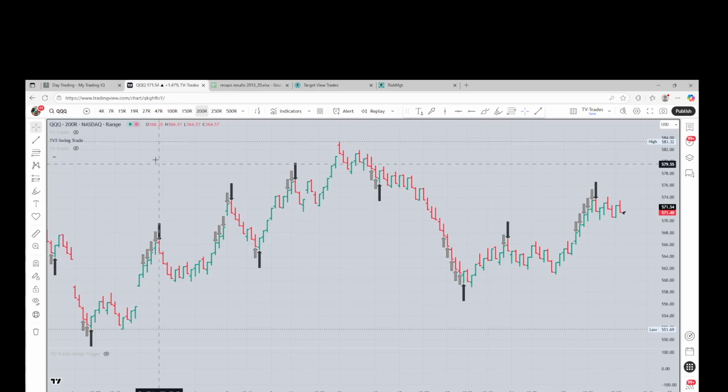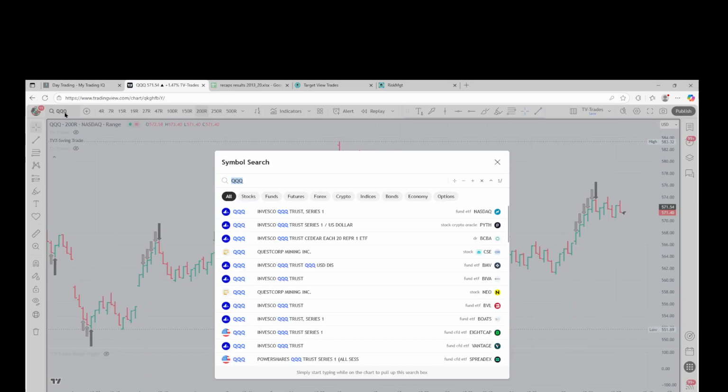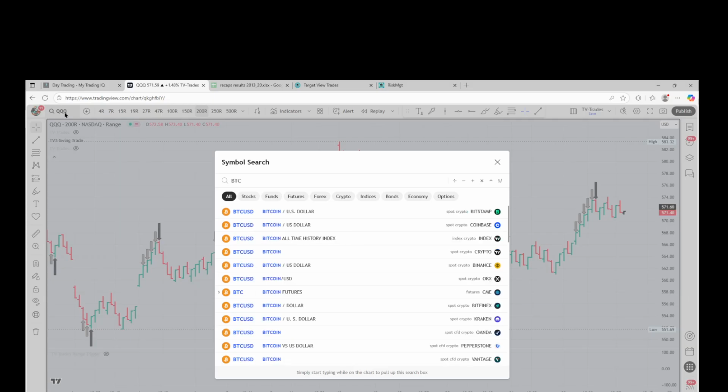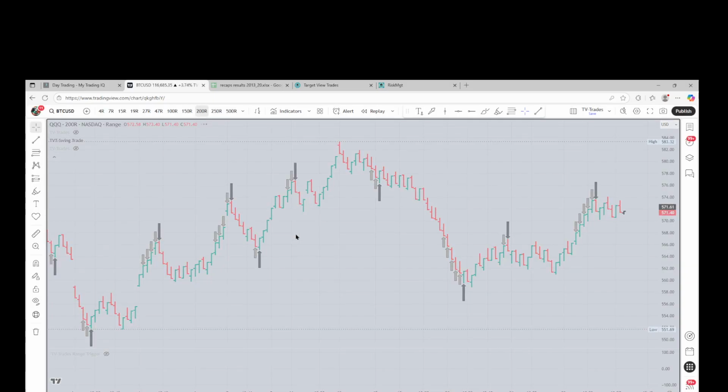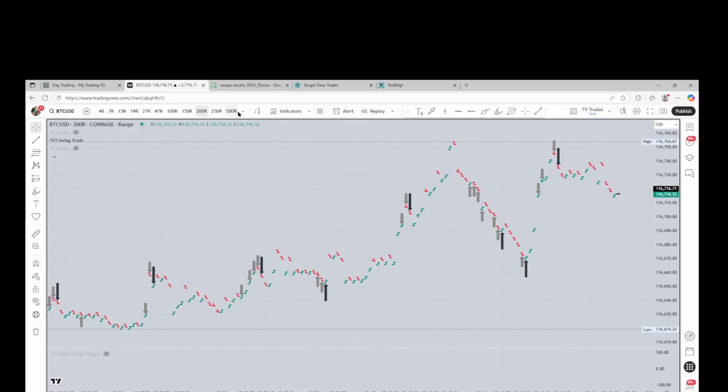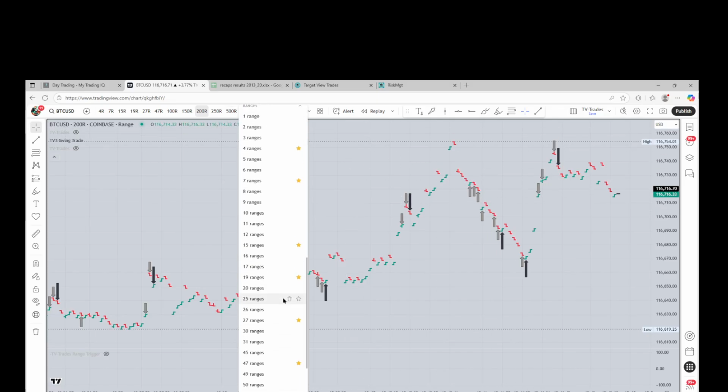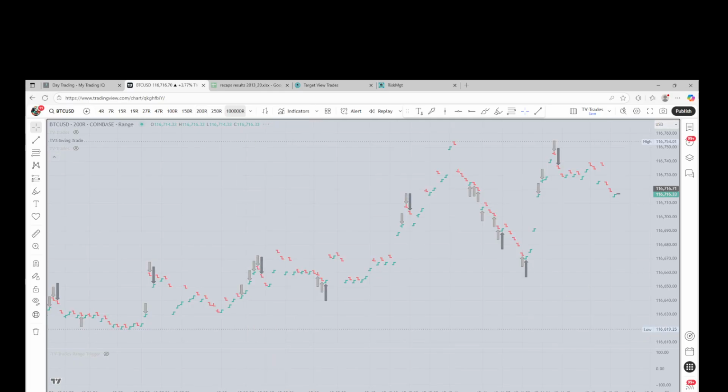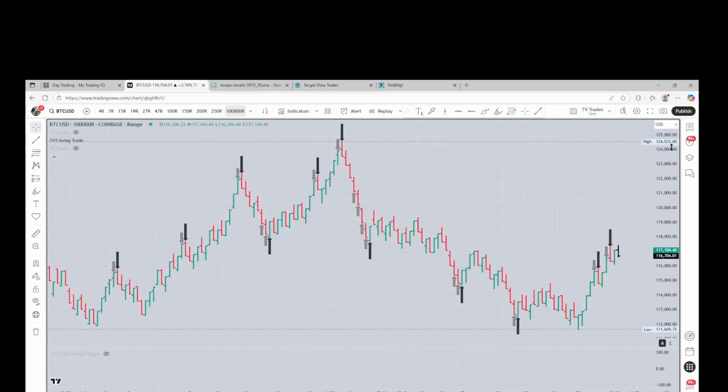Now, if you want to do cryptos, like Bitcoin, you're not going to want to do it on something as small as that. You're going to want to do that on something like this guy right here. A 10,000 range. Alright. So every bar is $100.